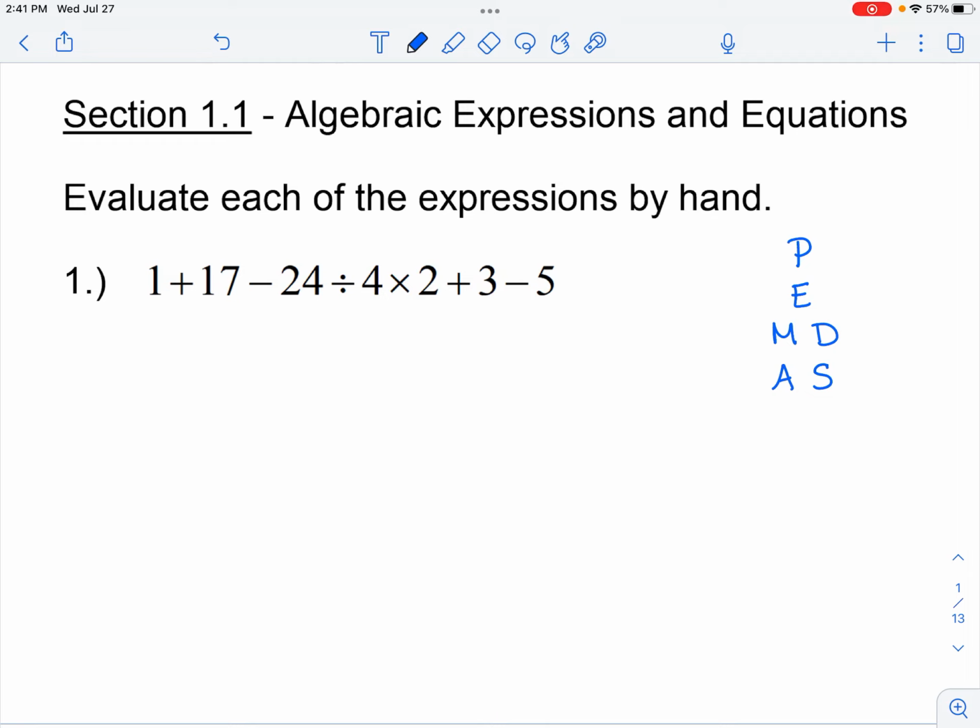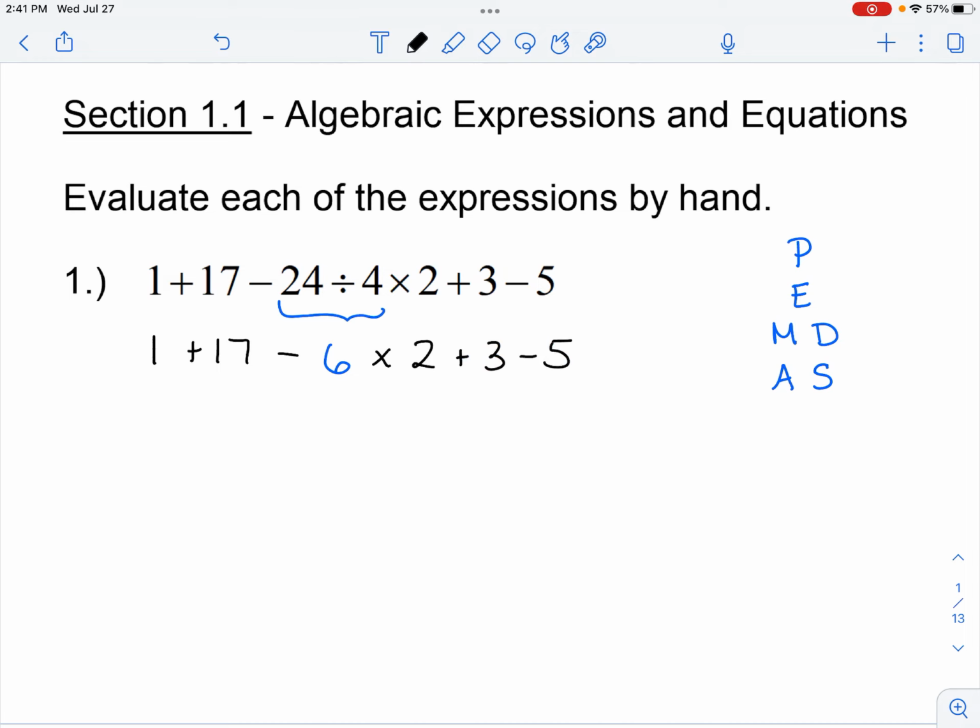We don't see any parentheses here. But then we also have to do multiplication and division from left to right and addition and subtraction from left to right. So when I take a look at this expression over here, reading from left to right, I see addition, subtraction, division. So I'm going to do the division first because it's multiply and divide from left to right. So let's deal with the division first. 24 divided by 4 is 6. And then I'm going to write the rest of the problem around it. So I still have 1 plus 17 minus 6 times 2 plus 3 minus 5.